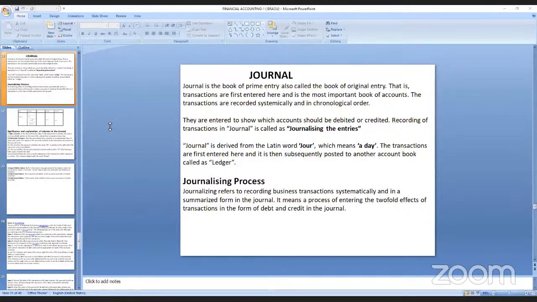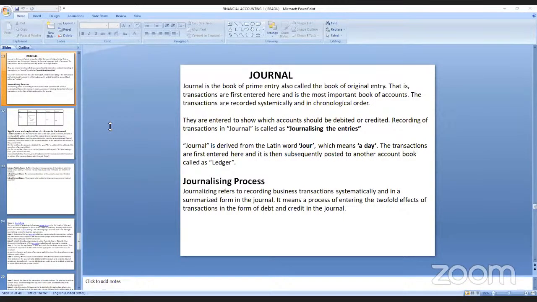Then whatever the entries are, that is, which amount should be debited and which amount should be credited, we will be generalizing those entries. Afterward, from the journal, it will be posted into another book. That book is called the ledger. Is it clear? So what is the generalizing process?